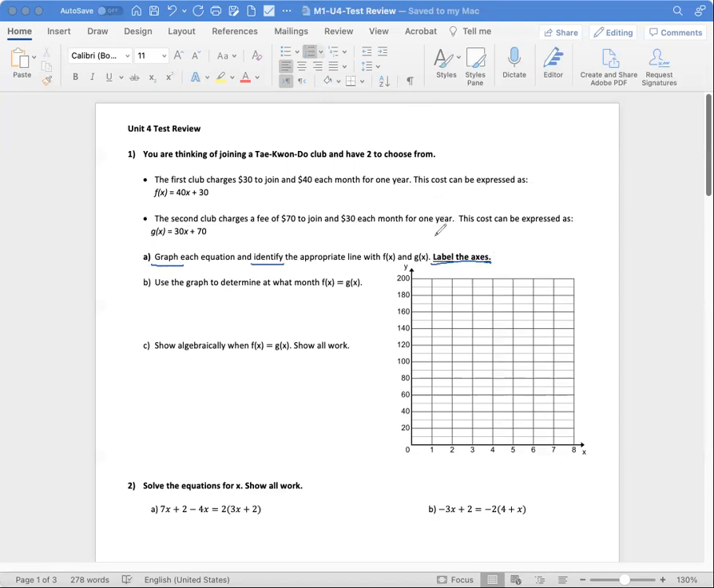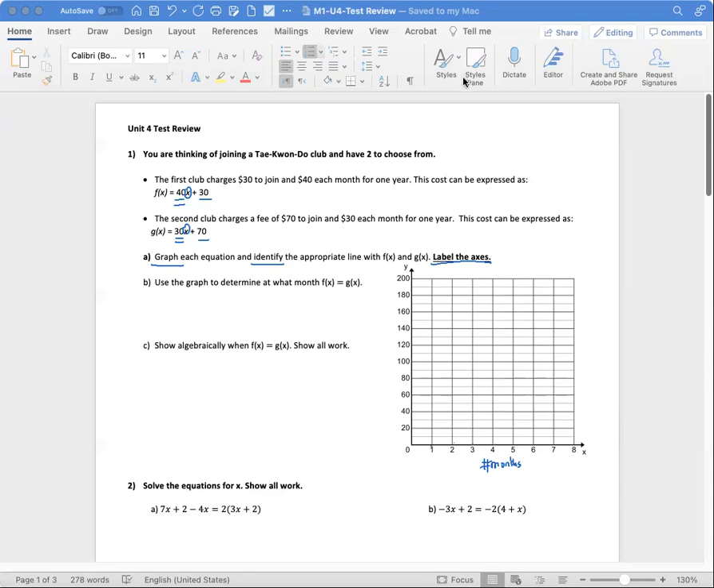First of all, let's label the axes. What does the x value represent? Remember, the fees are $30 for the first club and $70 for the second, but the monthly charges are $40 for the first club and $30 for the second. Since you have the monthly charge attached to them, the x represents the number of months. So on the x-axis, you're going to say number of months. So this is month 1, 2, 3, 4, etc.